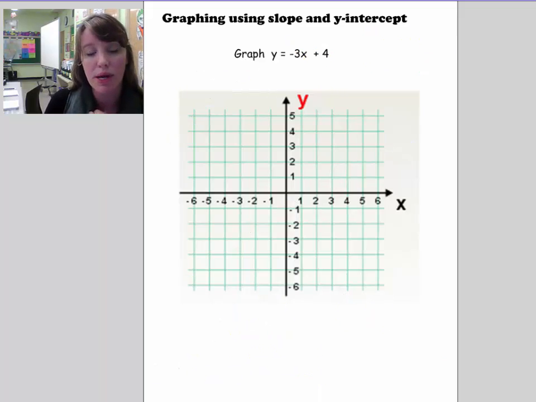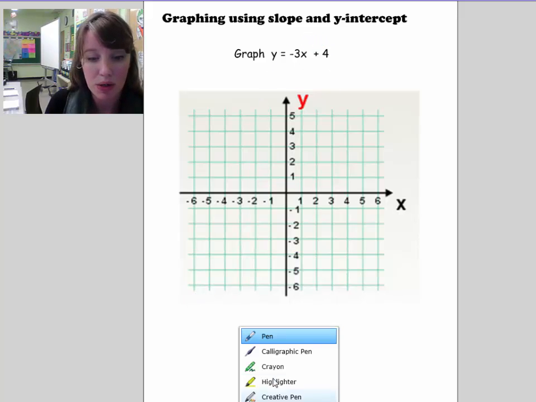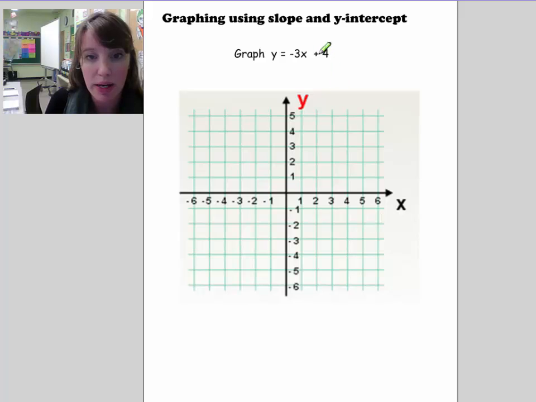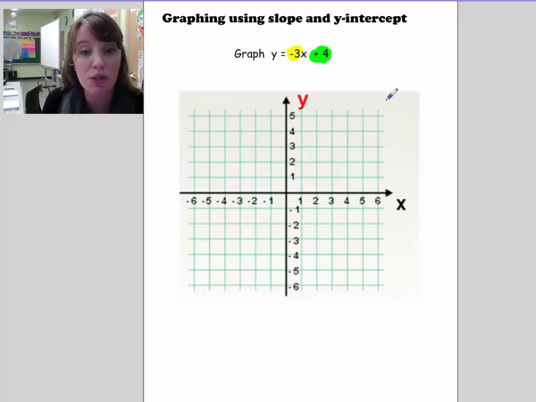y equals -3x plus 4. So here the y-intercept is 4. Let's highlight that. This is the y-intercept, that's 4. And the slope is -3. Notice that's the same highlight colors that I used before, so you might want to carry that through with your notes so that you have a little key for this lesson for your highlights.